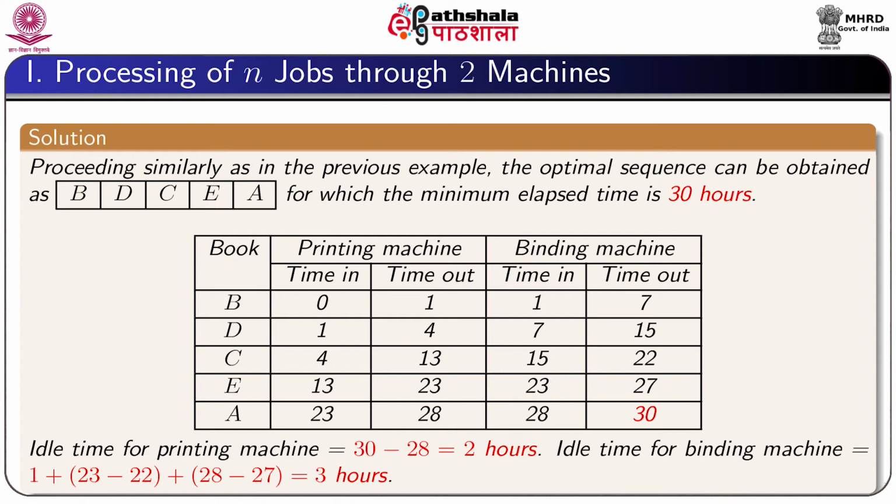The minimum elapsed time can be obtained by finding out the time in and time out for each machine, the printing machine and the binding machine. And from the table we see that the minimum elapsed time is 30 hours. Idle time for the printing machine is 30 hours minus 20 hours, 2 hours, and idle time for the binding machine is equal to 3 hours.